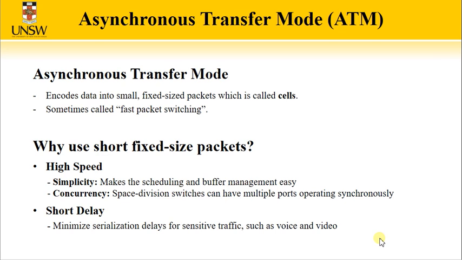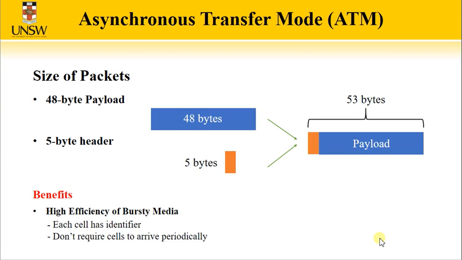Unlike the Internet protocol that uses variable-sized packets, ATM encodes data into small fixed-sized packets, which are called cells. The fixed size can improve the speed of the switch because it makes scheduling and buffer management easy and can operate packets synchronously. Moreover, because the cell is very small, it can minimize the delays for sensitive traffic. To avoid overhead and long delay caused by improper cell size, ATM breaks up all packets into 48-byte payloads, adding a 5-byte header to each one. ATM doesn't require cells to arrive periodically.